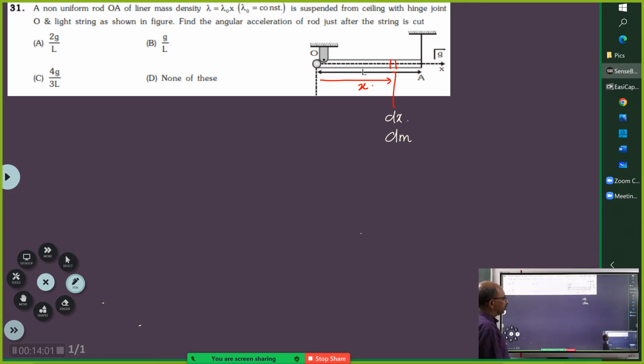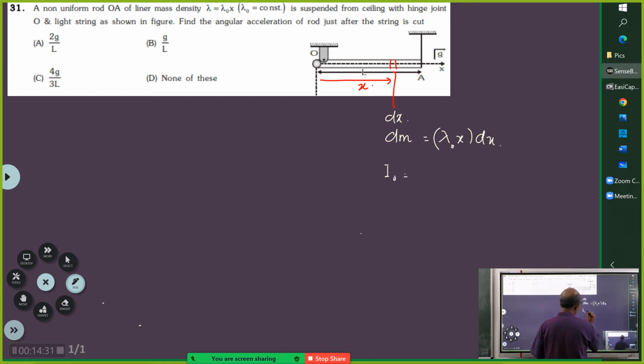So dx and dm. Here it is told lambda naught x, right? At that point it is going to be lambda naught x, which is the linear density. So linear density into dx gives you dm at that point. Are you with me? Yes, sir. And therefore the moment of inertia here is simply going to be integration dm x square.